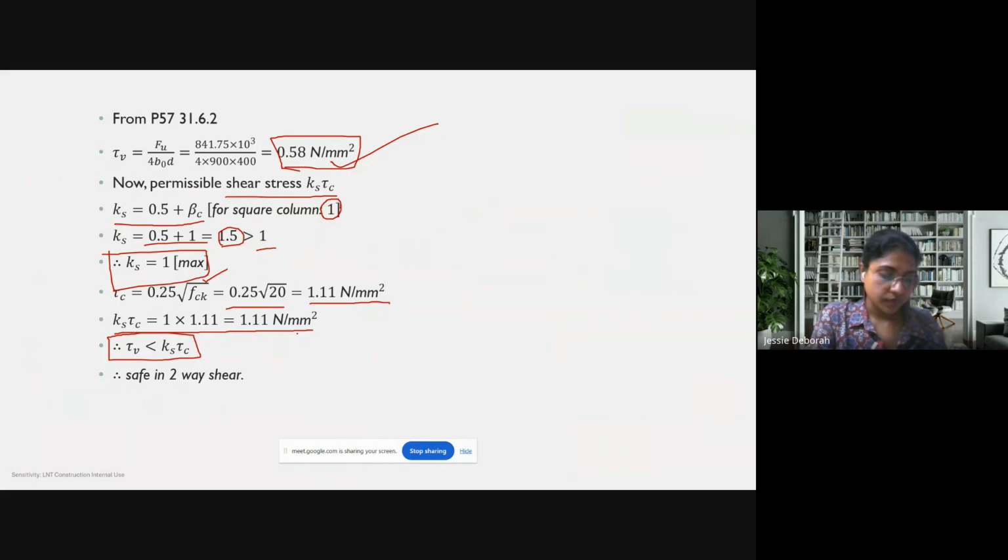Now what is two-way shear? Why are we considering it here? The column creates a punch on your footing, so this can tear off in shear. That is why it is called a punching shear. Why are we considering it at d by 2? Because on all four sides of the column on the footing there is a punch that is created on all the sides. So that is why it is called a two-way shear.